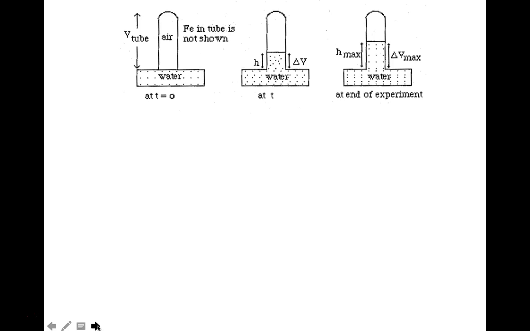At the end of the experiment, there will be no more oxygen left inside the test tube. The reaction ceases because iron is not going to react with carbon dioxide or nitrogen, so it becomes inert at this point. And we've reached our total height, which we're going to call H max, so the maximum height that water can be pulled into the test tube, which means all of our oxygen's gone. And we'll talk in a second again how we can convert H max into that delta V max, our maximum change in volume.